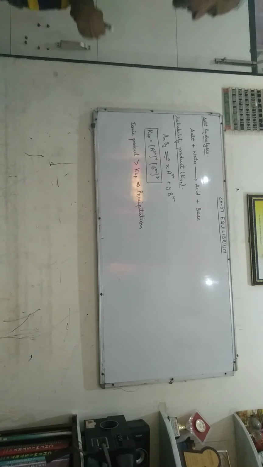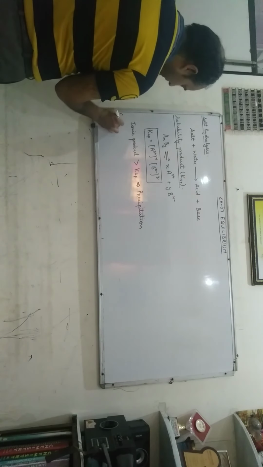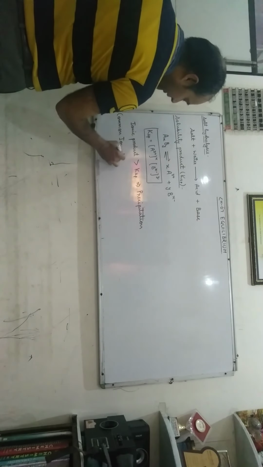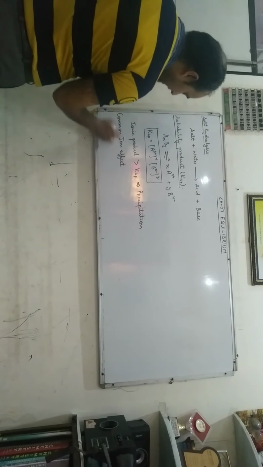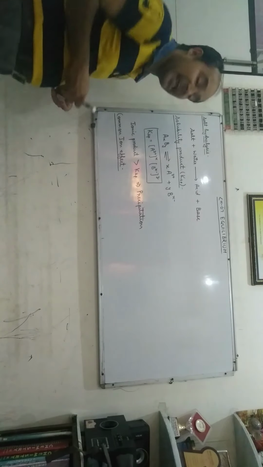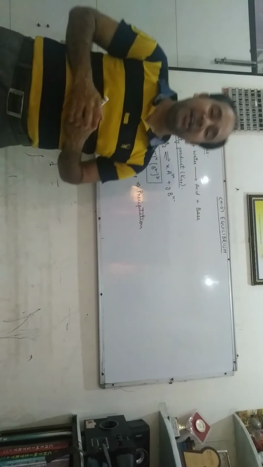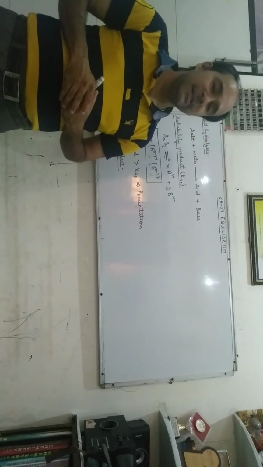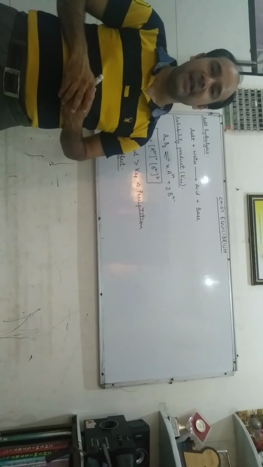Now let us discuss common ion effect. Student, in the solution of weak electrolyte, if we add a strong electrolyte having the same common ion, the degree of ionization of the weak electrolyte is suppressed. This phenomenon is called common ion effect.